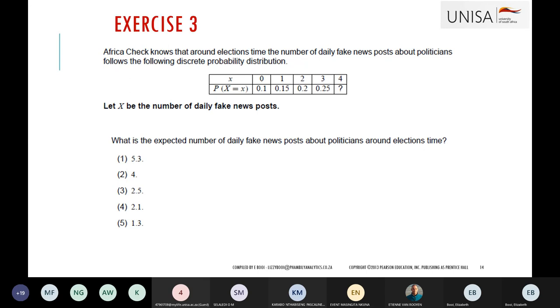Here you have the same table. You need to calculate the expected value of daily fake news. Remember the expected value. I'm going to give you the formula right now, because you're still familiarizing yourselves. It is the sum of your observations multiplied by the corresponding probability, so it's your x multiplied by its probability. The sum of x times the probability, which is 0 times 0.1, and then you continue adding. You can write it on the table and calculate each one. We know that this is 0.3. We've calculated it previously.